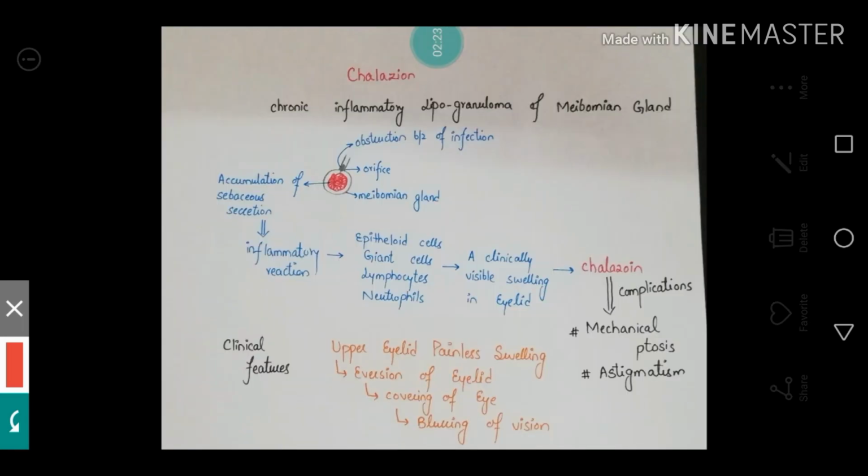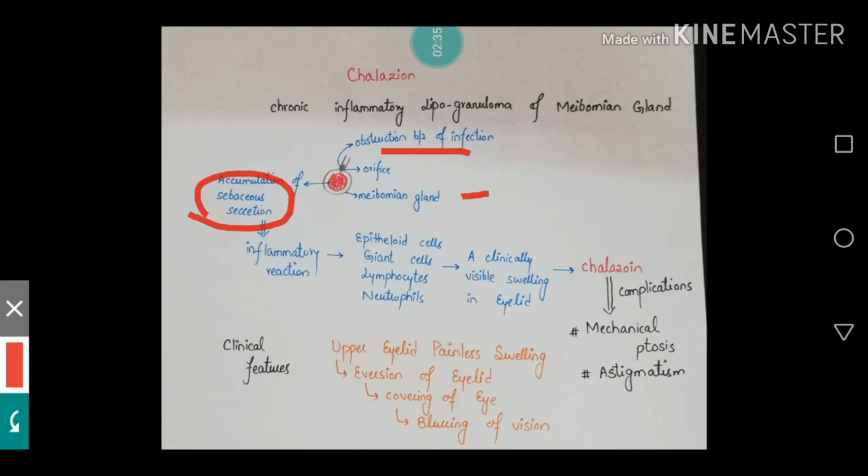So as you can see in this diagram, I have labeled this as a meibomian gland. You can see that if the orifice gets obstructed by any infection, there will be accumulation of sebaceous secretion. Now this accumulation of sebaceous secretion will lead to an inflammatory reaction which will be accompanied by epithelioid cells, giant cells, lymphocytes as well as neutrophils. Now these inflammatory cells will result in an inflammatory reaction that will present in the form of a clinically visible swelling in the eyelid termed as chalazion.